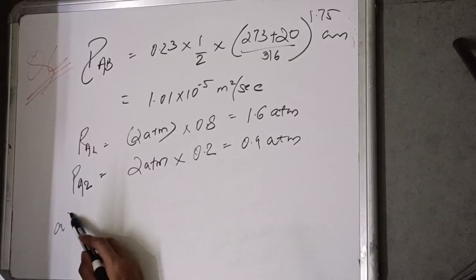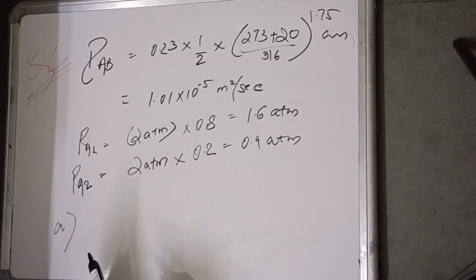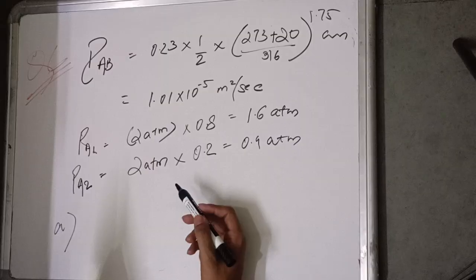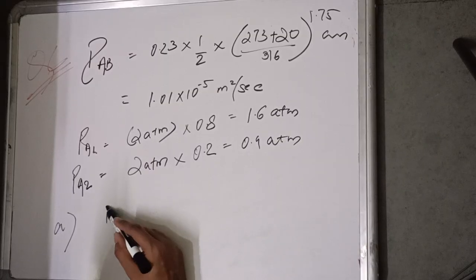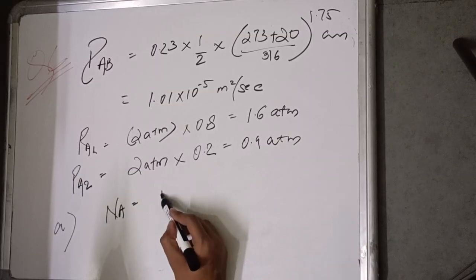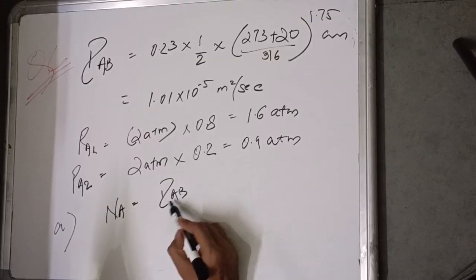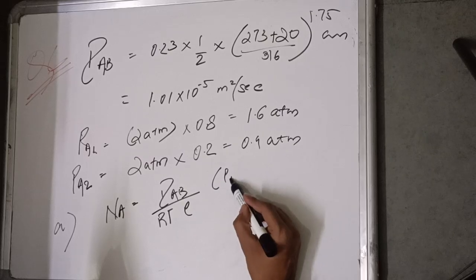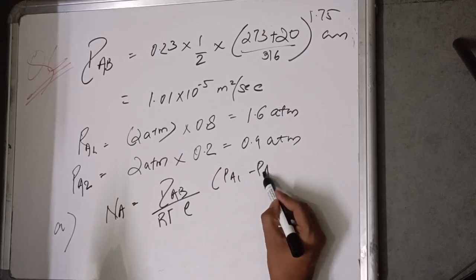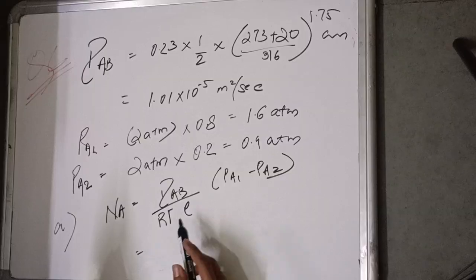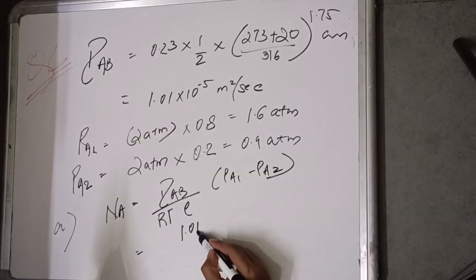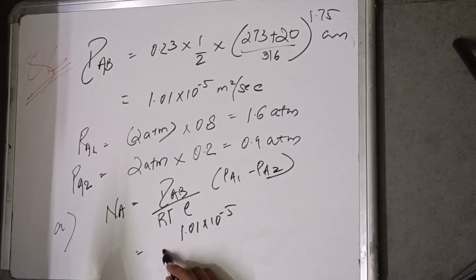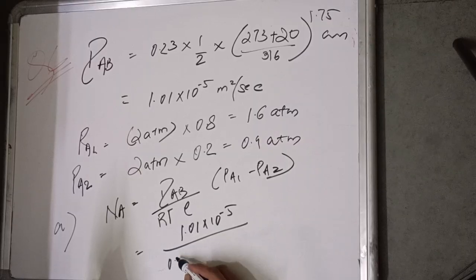We have to first find the steady state flux and the rate of evaporation of N2. The steady state flux we will calculate from this. We know the formula: diffusivity into RTL upon PA1 minus PA2. Substitute the value. This value is given in the question. We are taking D as 0.023.